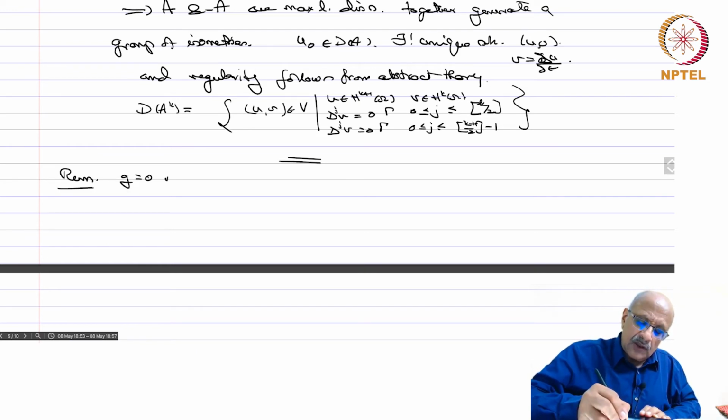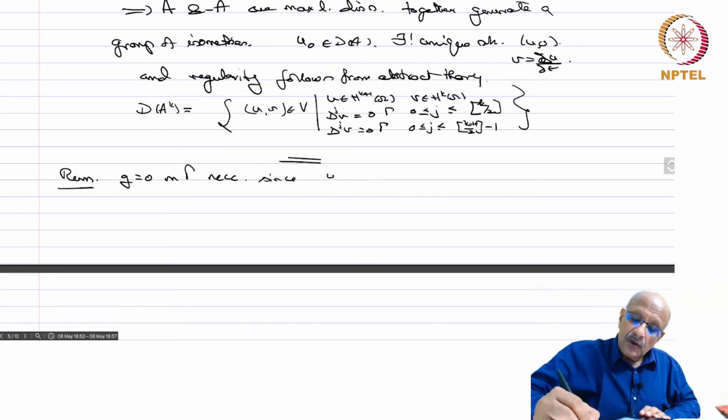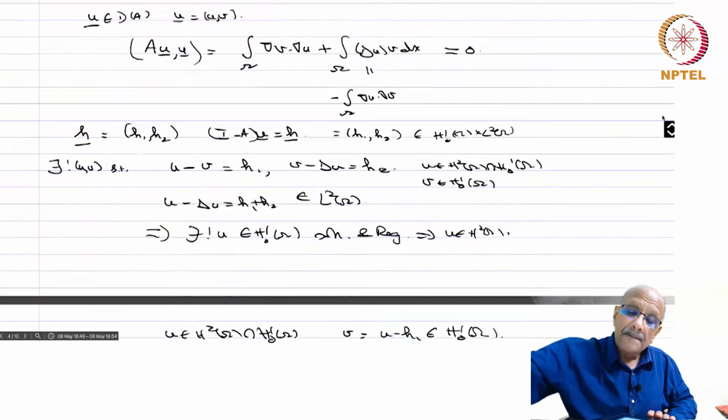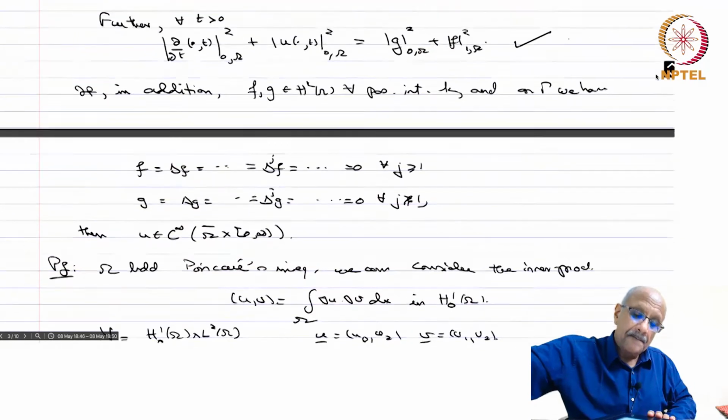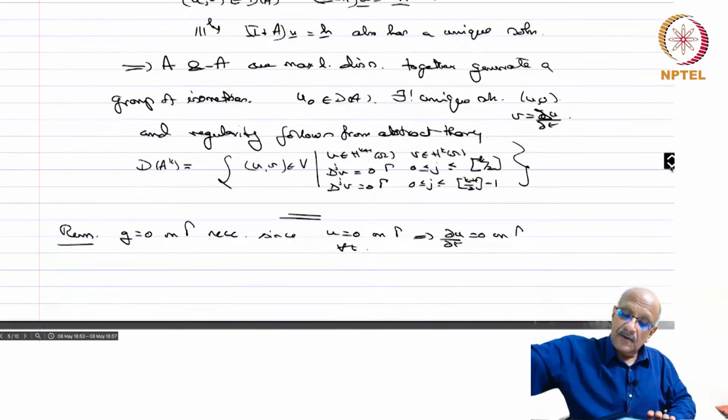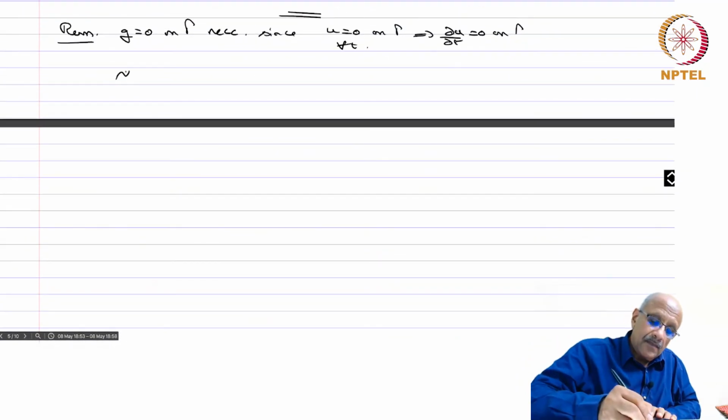Okay, so remark: g equal to 0 on Γ is necessary, since u equal to 0 on Γ, and that implies that du/dt equal to 0 on Γ for all t. Okay, this is true, and therefore this means that g must also be 0 on Γ. And then this relationship (dagger) is called conservation of energy.